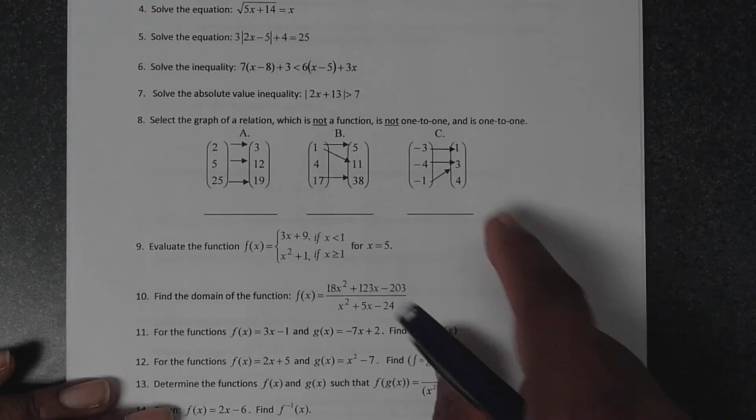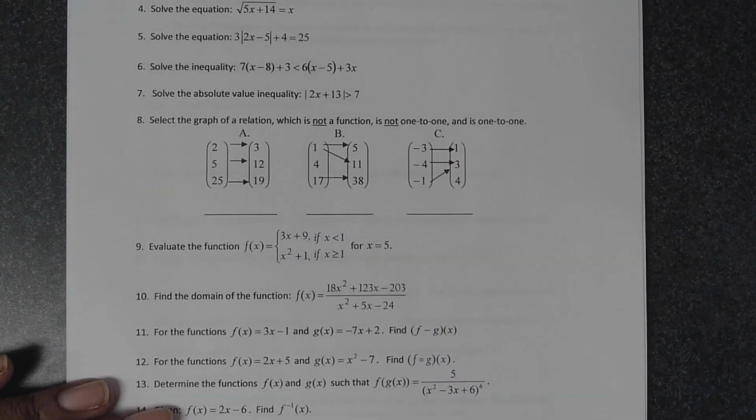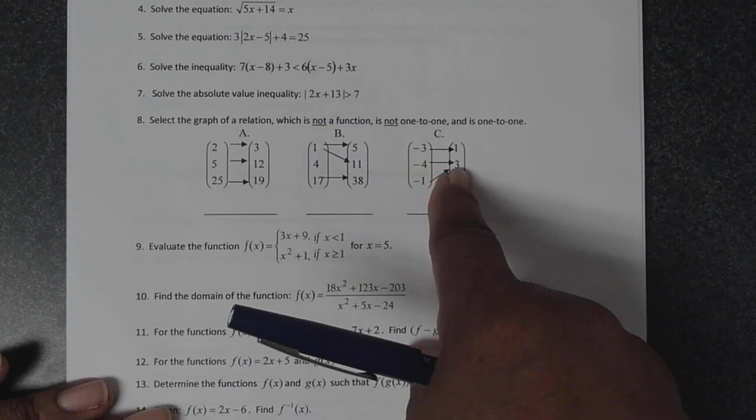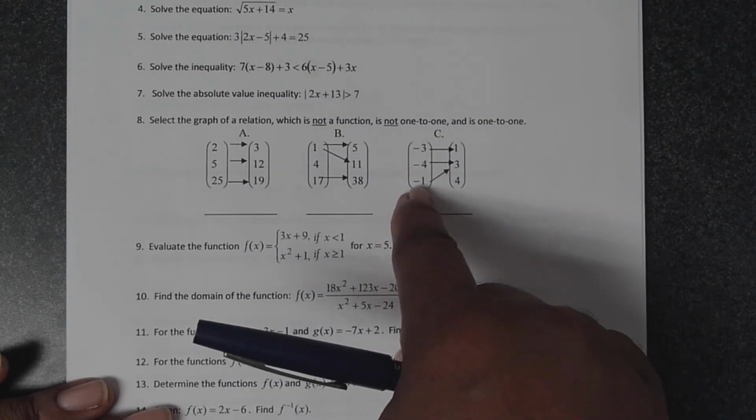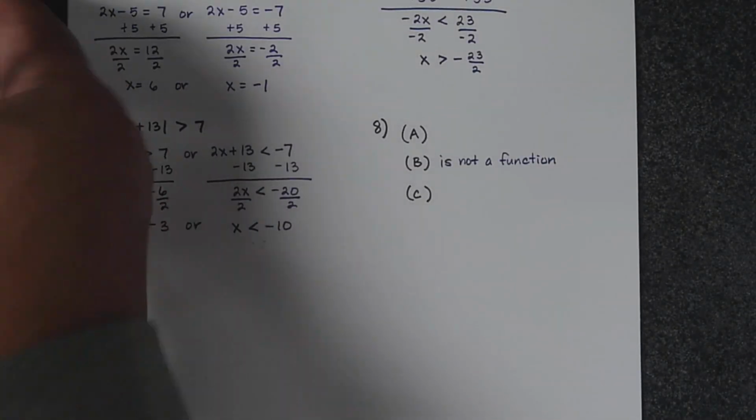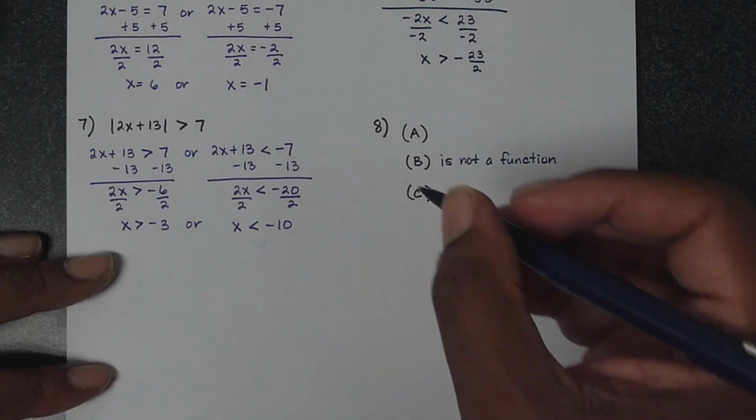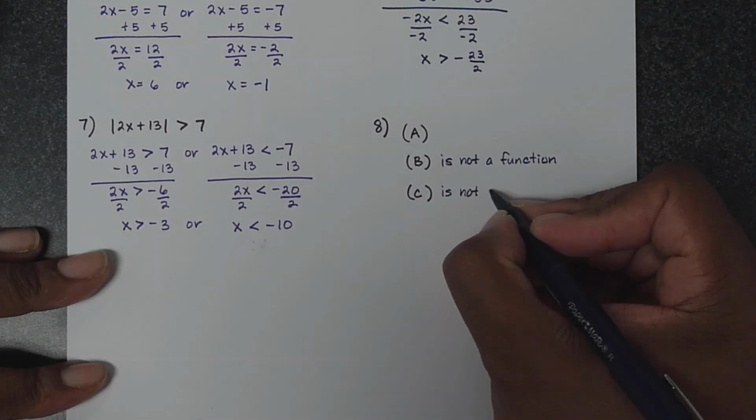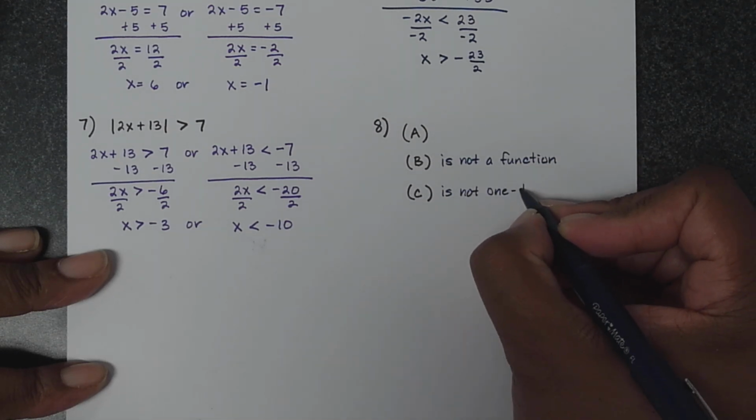And then, which one is not one-to-one? For a relation to not be one-to-one, you can't have a y value going to two different x values. C would not be one-to-one because you got 3, which is your y value, with two x values, negative 4 and negative 1. So graph C, or mapping C, is not one-to-one.